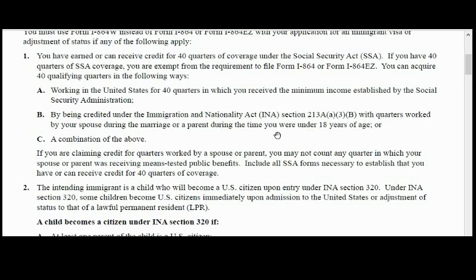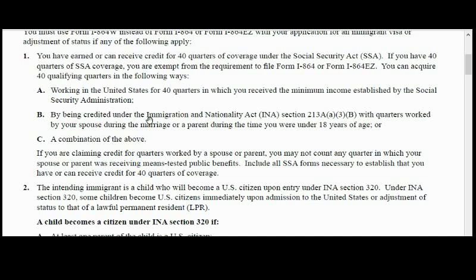Okay. And then the C over here is kind of a combination of both A and B. Okay, I know you understand what I mean. So if there is a combination of these two, then you are qualified to be exempt from filing form I-864 itself.